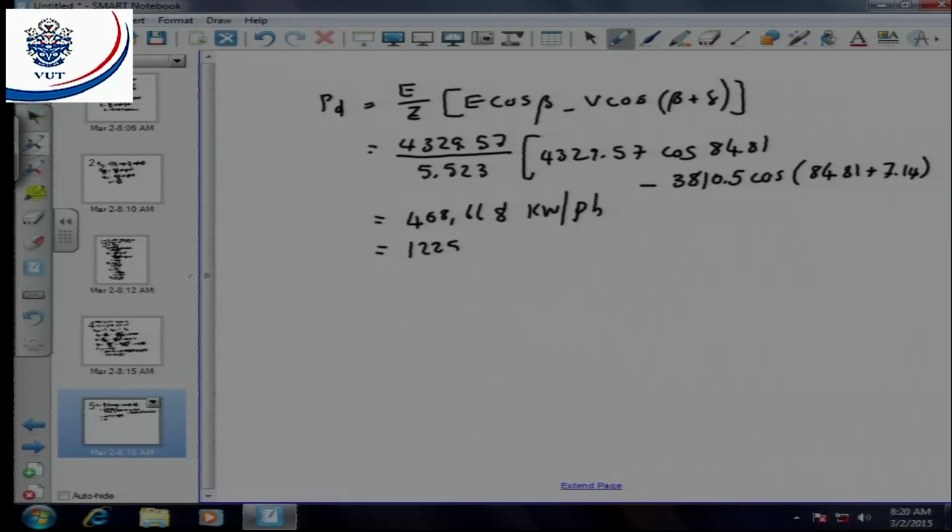Synchronizing power, which is delta EV over Z sine (beta plus delta), which is 2 pi divided by 180 times 4329.57 times 3810,5 divided by 5,523 sine of (84.81 plus 7,14), which gives us a value of 104.21 kilowatts per phase.